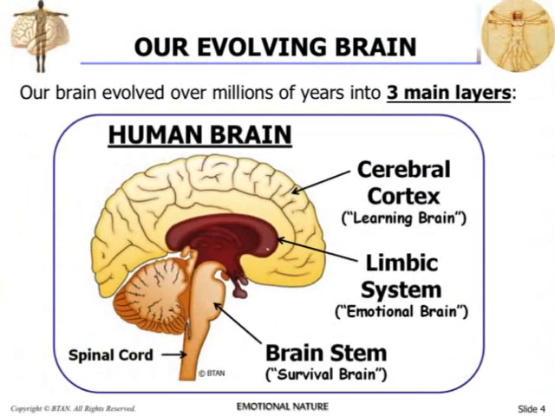If we take a look at the brain, I'll keep it very simple. The brain evolved over millions of years into three main layers. We have the brain stem, which is our survival brain. Then in the middle part of the brain, there is this thing called the limbic system, the emotional part of our brain. This is the part of the brain that processes emotions, so to speak. To keep it very simple, I'll just describe it like that.